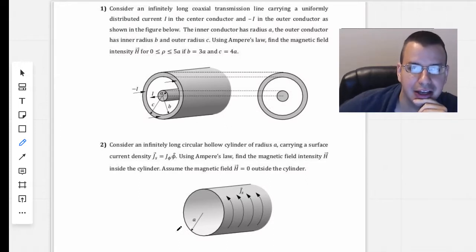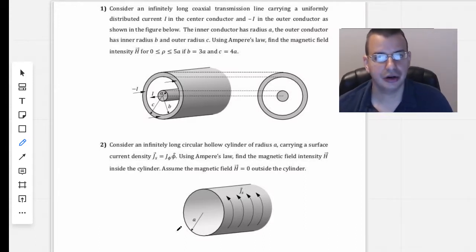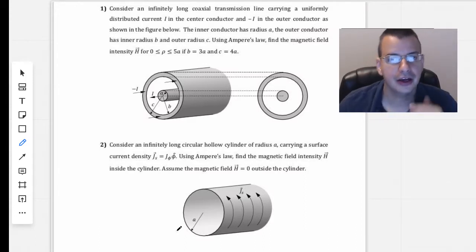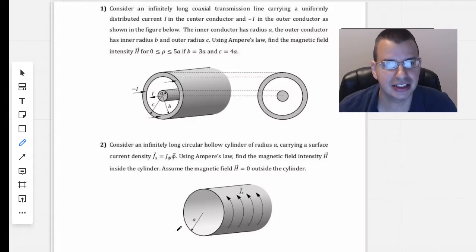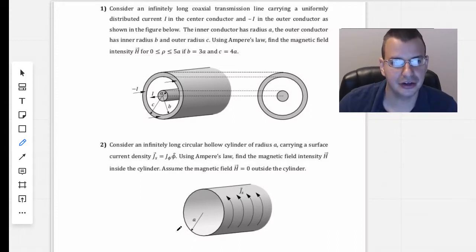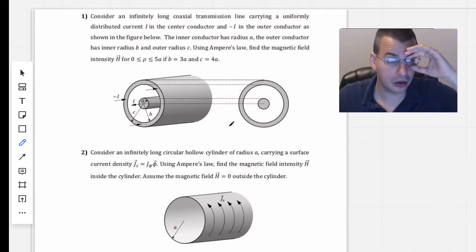Coaxial transmission line carrying a uniformly distributed current I in the center conductor and negative I in the outer conductor as shown below. The inner conductor has a radius A and the outer conductor has a radius B and outer radius C. Using Ampere's law, find the magnetic field intensity H for 0 is less than rho less than or equal to 5A if B equals 3A. Okay.